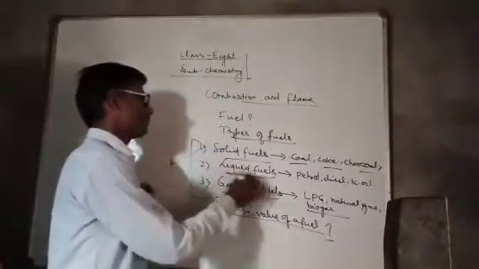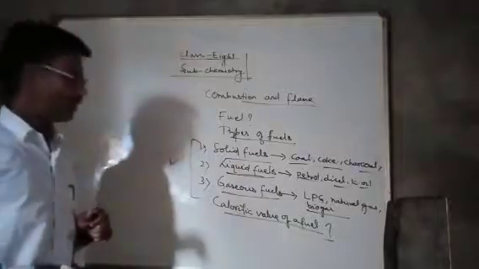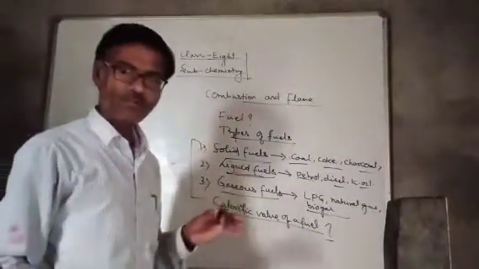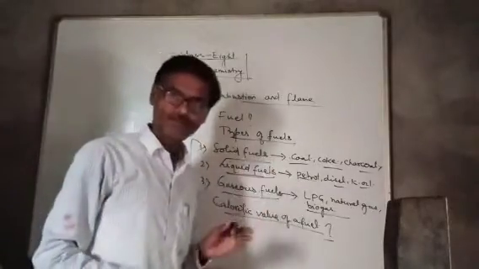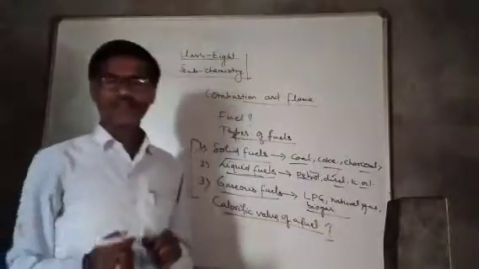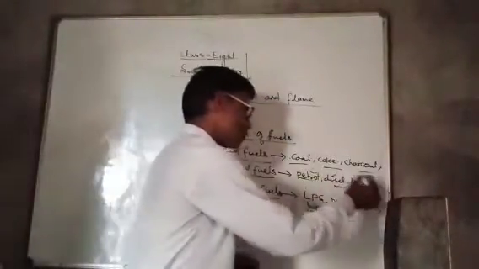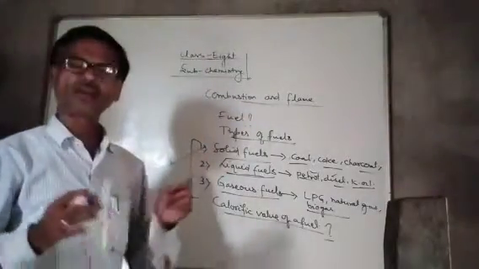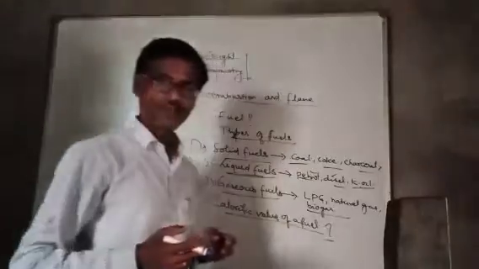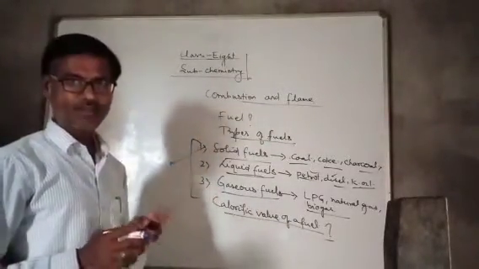Liquid fuels, common examples petrol, diesel, kerosene. These are petroleum products obtained from petroleum oil. Petrol and diesel are used as fuel in automobiles. Kerosene oil is also burnt as fuel for lighting purposes to produce light. It is also used in a stove, right?